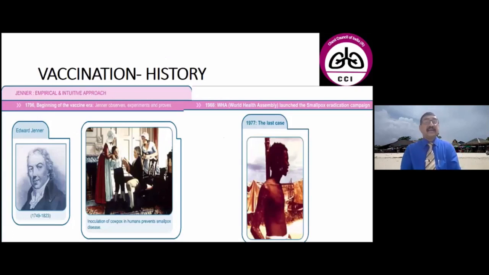Now coming to vaccination, a little bit about the history of vaccination. When you talk about vaccination, one person comes to our mind, that is Sir Edward Jenner. He is the pioneer in vaccination. He introduced successful vaccination in 1796.